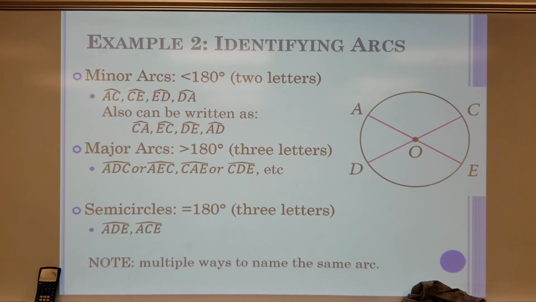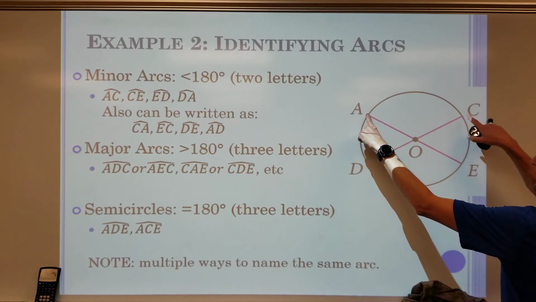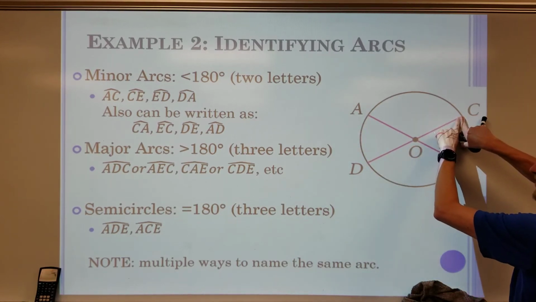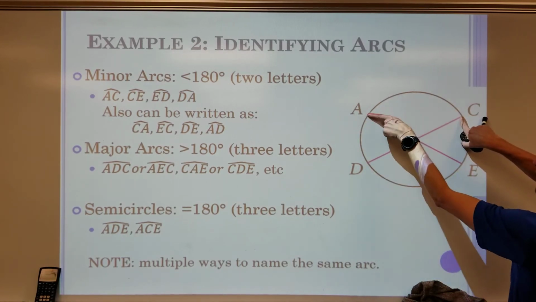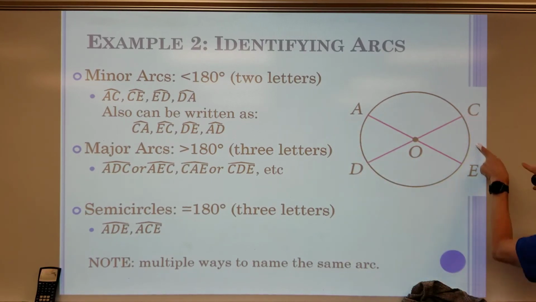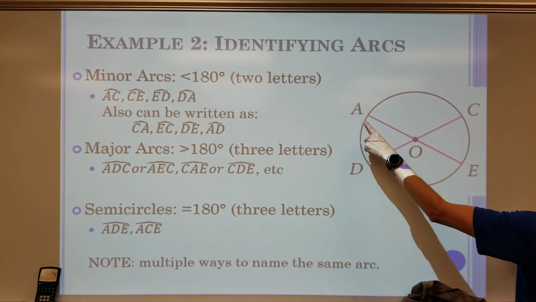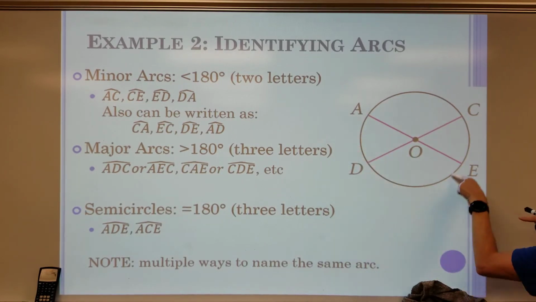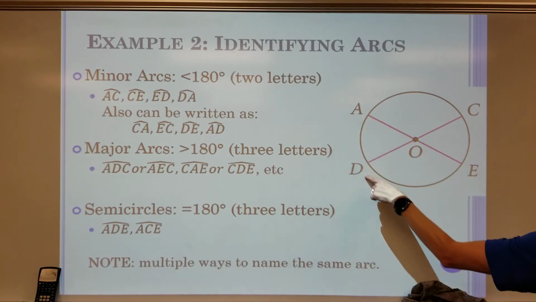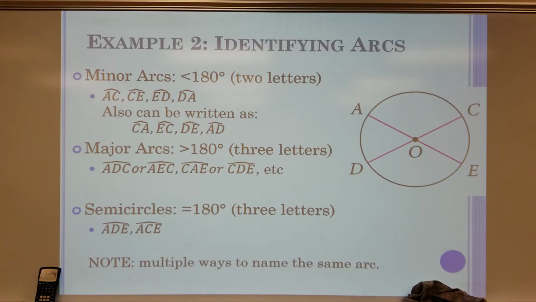All right? A major arc also requires that we use 3 letters. And that's an arc that goes from A to C, but not the shortest way. If I say arc AC, I'm talking about this arc here. But if I'm talking about arc ADC, then I'm referring to this other part of the whole 360 around. All right? I could name this ADC, or I could name it AEC, but I will never use all 4 letters.